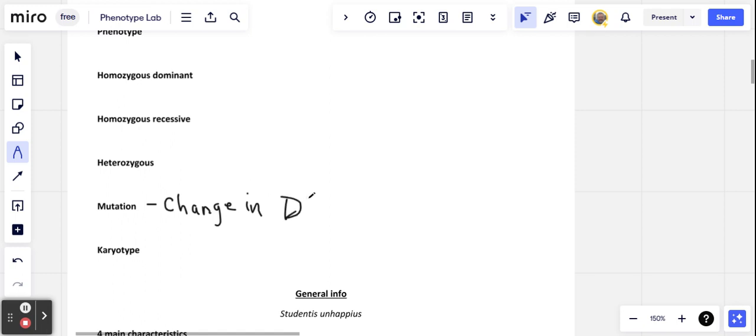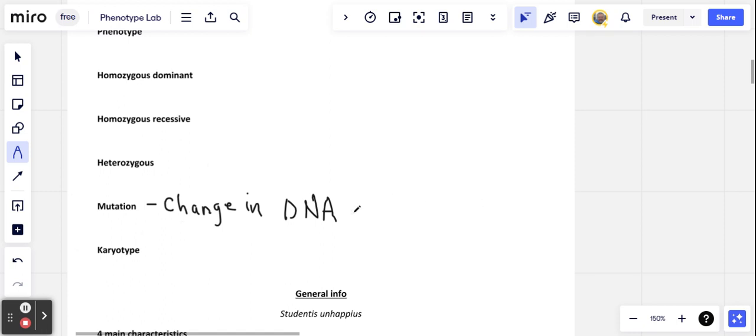We know all of our traits are found in nucleic acids, and the nucleic acid that carries all of our traits is deoxyribonucleic acid, or DNA. Sometimes it changes just through copying and transcription, and we haven't learned that yet, but we're going to learn it. If you remember in the cell cycle, DNA has to be copied. Well, sometimes when that happens, there's a change in DNA. So we call that a mutation.